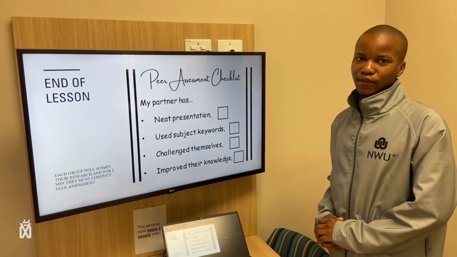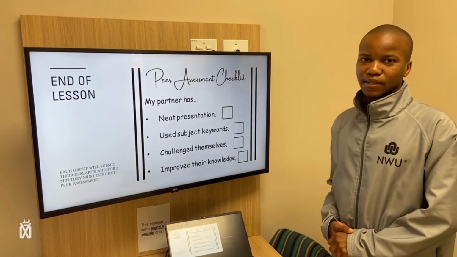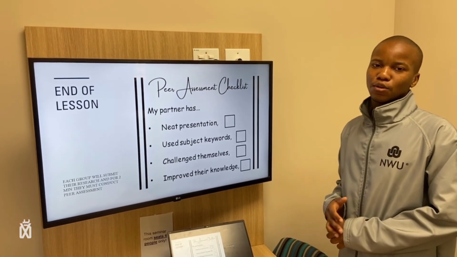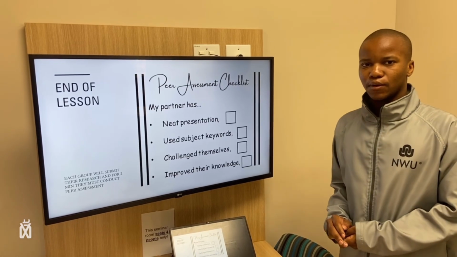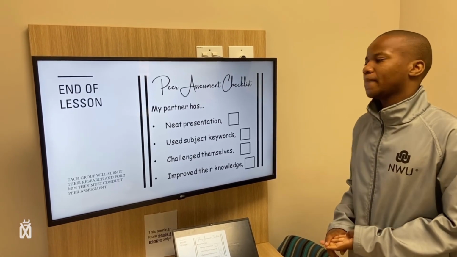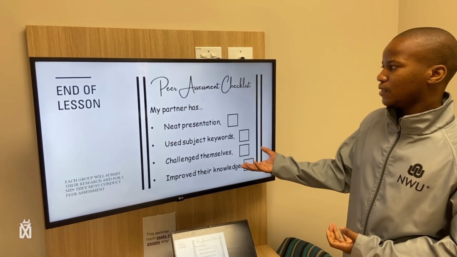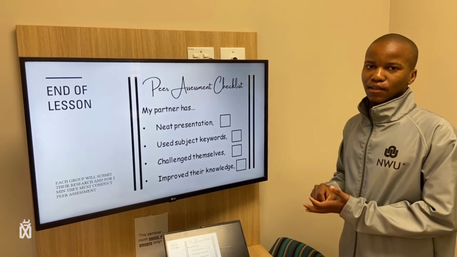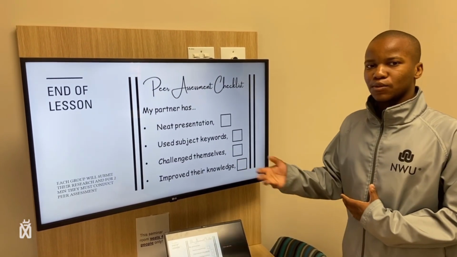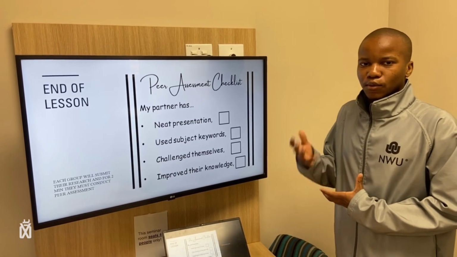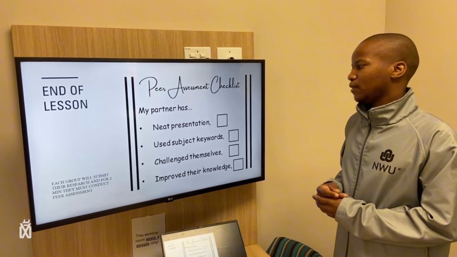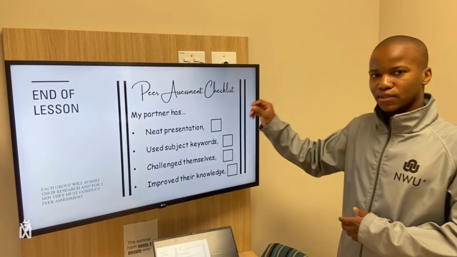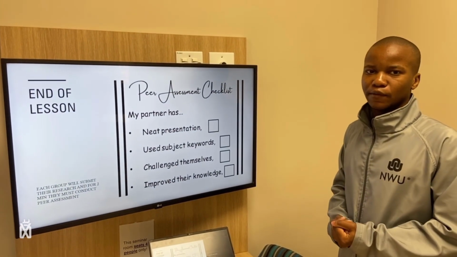At this point, this is the end of the lesson, so I hope you have learned something. To end this lesson, as a group, you have to submit the research which will include topics 1, 2, 3, and 4. I'll also give you a peer assessment checklist. On this checklist, you just tick how your group has worked and what you could have improved on as a group. For example, number 1 says my partner has a good presentation. If that's true, just tick, just like that. And then this is the end of the lesson. Thank you.